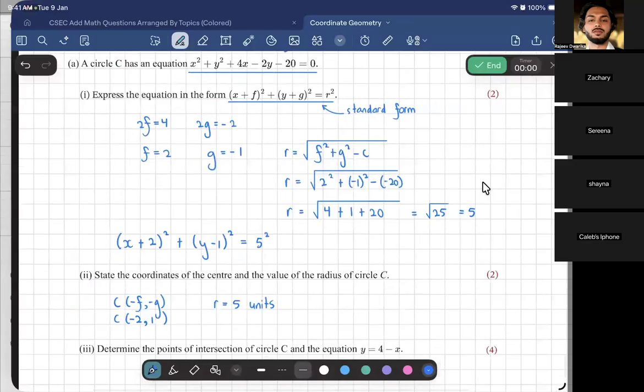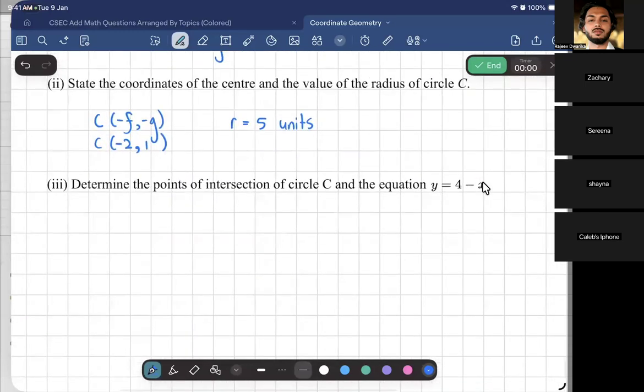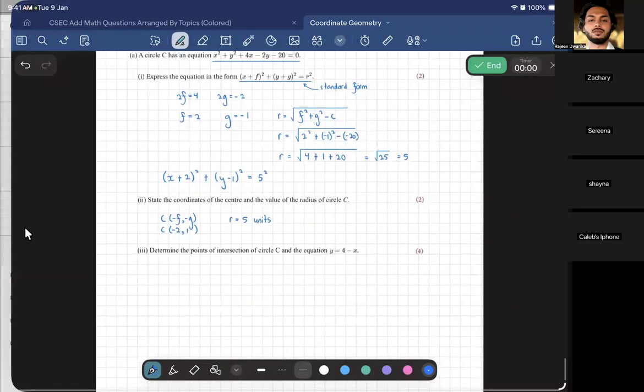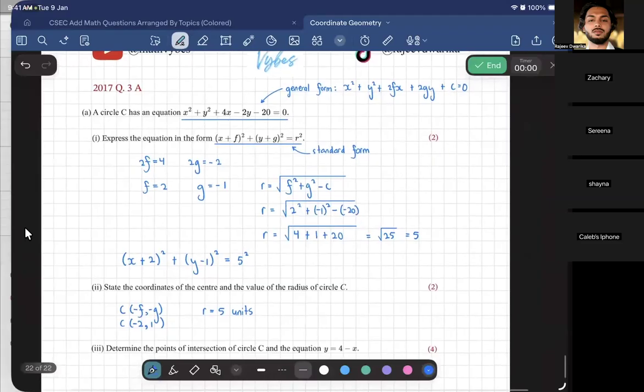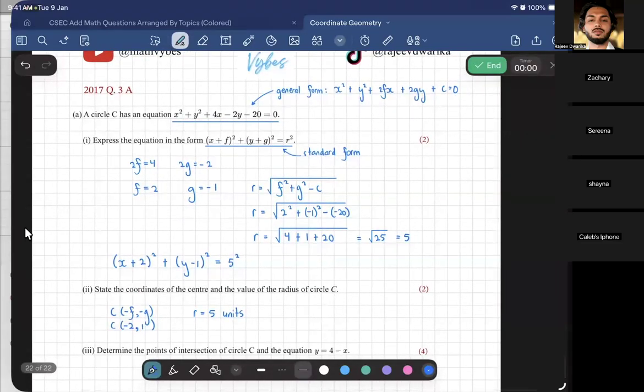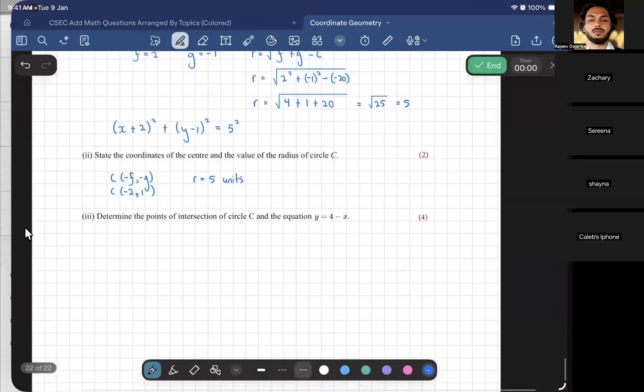That's that. So Zachary, Serena, Sheena, did everybody get these two correct? Yes, sir. All right. So Zachary, you are going to do part 3 with me, because I know you get lost somewhere along the line. Yes, sir. All right, well, we will see if it is correct. Yes, sir. All right. So let's do this quickly.